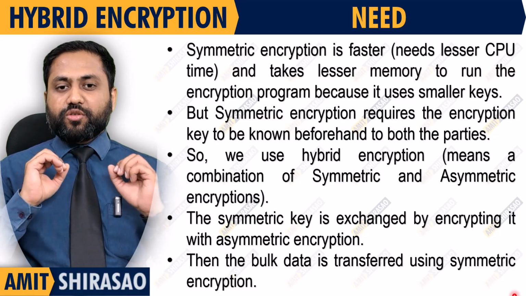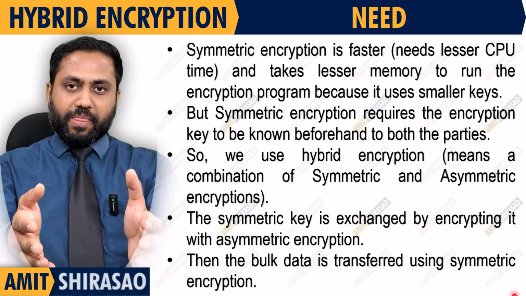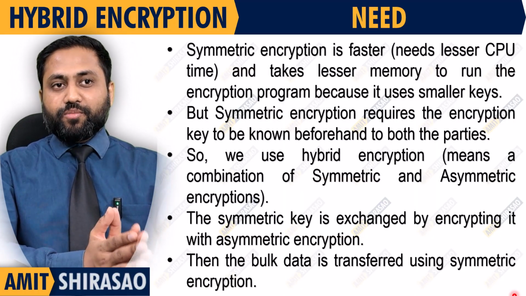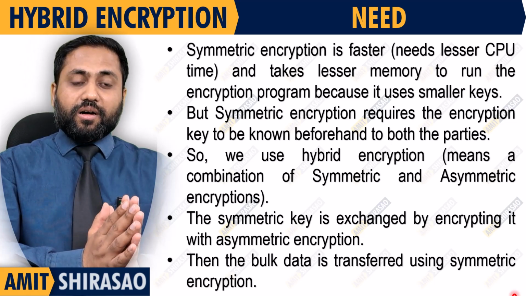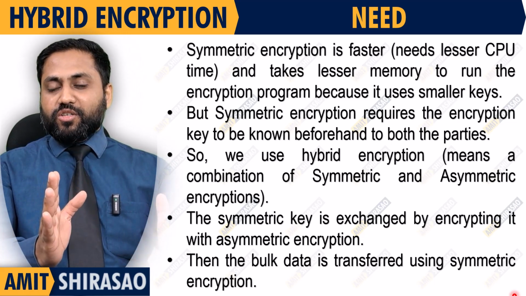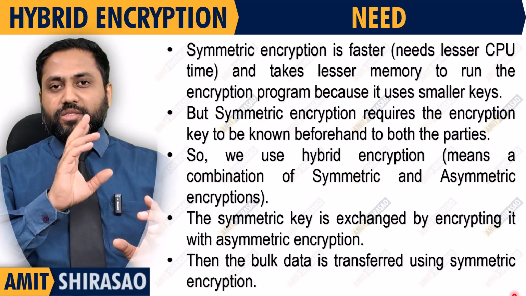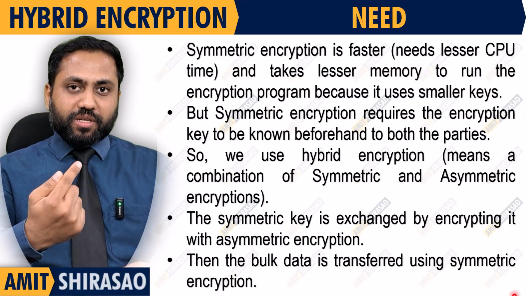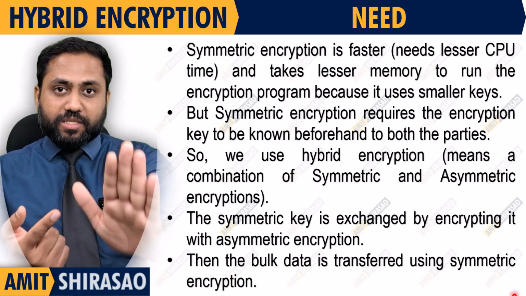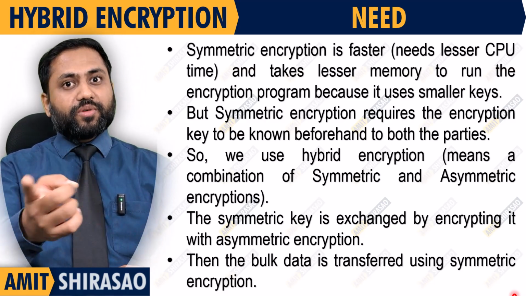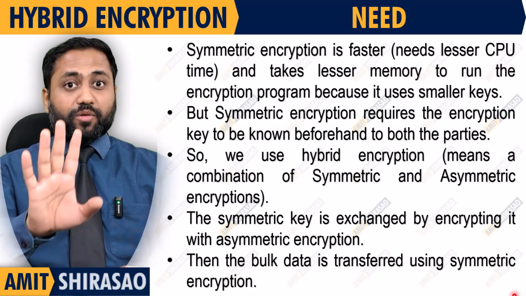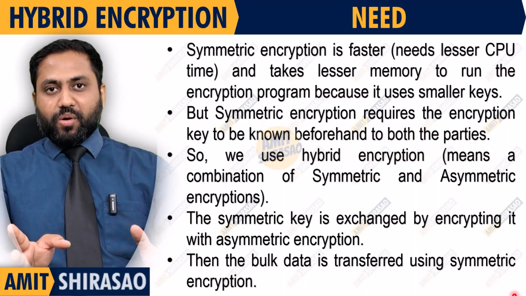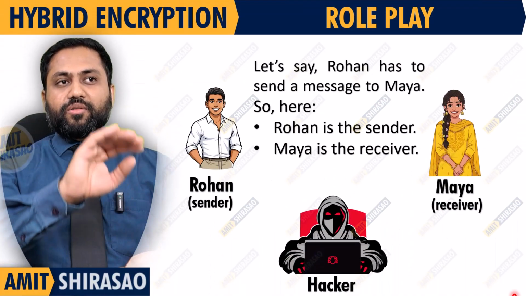So first of all, you need to transfer that key to the next person, right? And transferring the key is done using asymmetric encryption, because in asymmetric encryption you don't have this problem. Everyone has a private key and a public key. So the receiver's public key can be used to encrypt the symmetric key, and it is sent across to the receiver. Now the receiver can decrypt it with their private key, and now they have that symmetric key, and the rest of the communication happens over this symmetric key. Got the idea? Let me explain it to you with this role play.